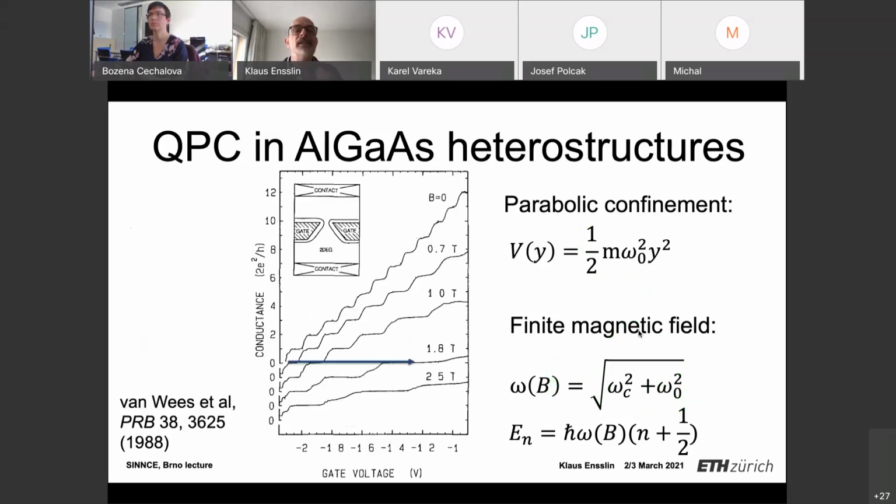Okay, what do you see in an experiment? You see the conductance here as a function of gate voltage. You see the zero magnetic field trace that I showed to you before. You quantize plateaus in units of 2e²/h. And now you increase the magnetic field, and you see that these plateaus shift to higher gate voltage, and they become much wider, and at high magnetic fields, there's a continuous turnover from being electrostatically defined to magnetically defined, and you reach the quantum Hall regime.